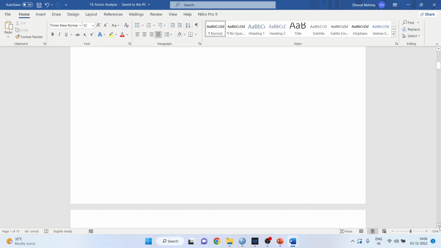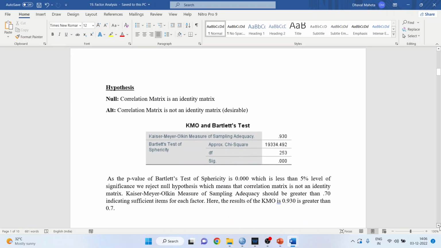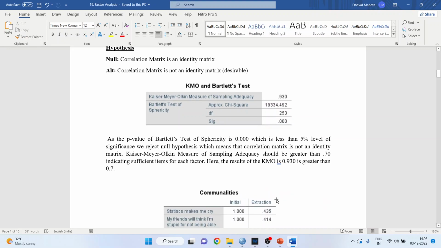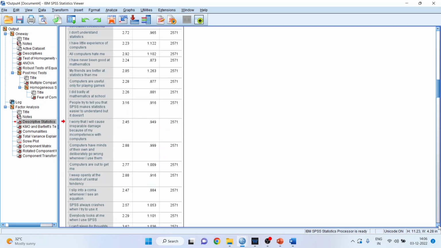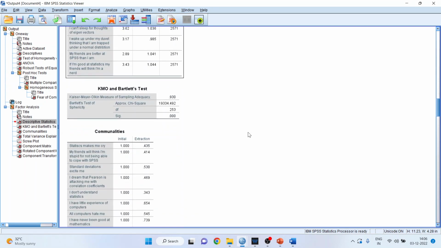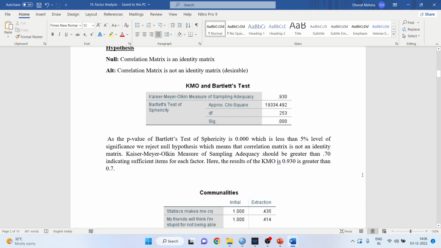Next is, you will have to see the KMO and Bartlett test. I have simply copied the output from here, this output. The KMO, I have copied it here in the Word file. Okay. My null hypothesis is that the correlation matrix is an identity matrix. Alternative is that the correlation matrix is not an identity matrix. This is desirable. You see the p-value of Bartlett's test of sphericity and you see the KMO value.